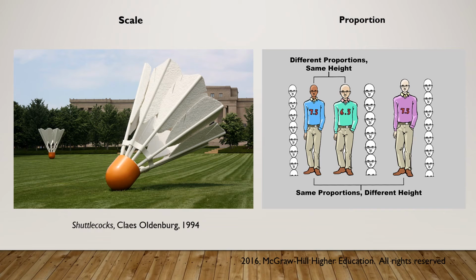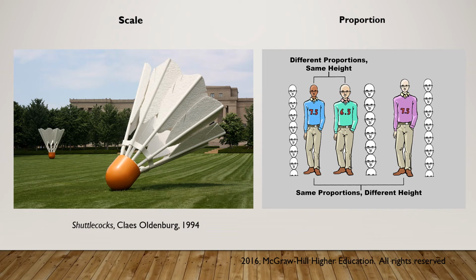Claes Oldenburg is just a fun artist. He is best known for making his larger than life objects. So this is an example of scale. Obviously, badminton birdies are not this big, and these are 20 feet tall probably.